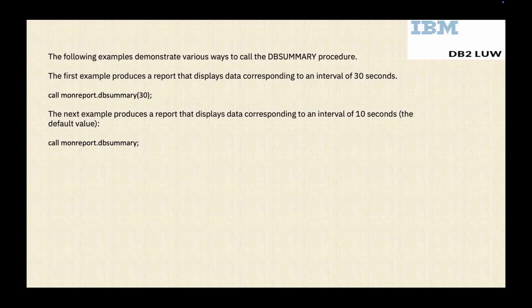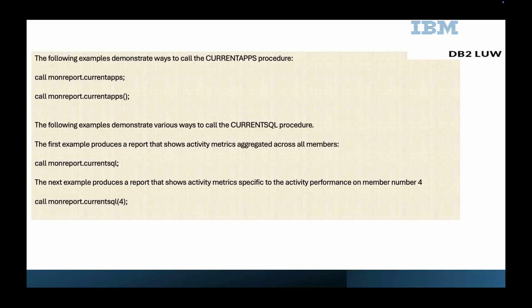If you want to call summary, simple: db2 call monreport.dbsummary of the needed seconds. So all the summary details get stored in the output file. Similarly, if you want to get the current apps, just call it. Very simple to use, but the data it will project is huge. It all depends on how you analyze the data it gives as output.